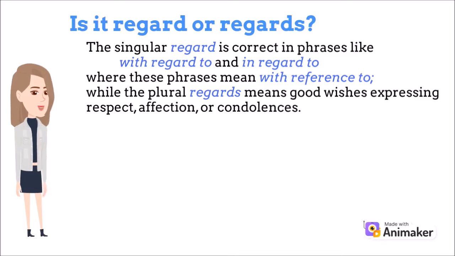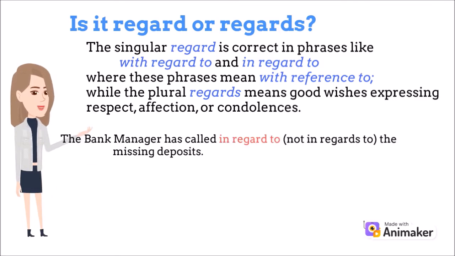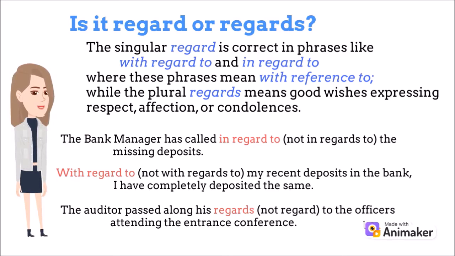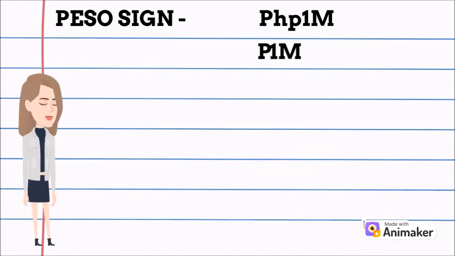For example, the bank manager has called in regard to, not in regards to, the missing deposits. With regard to, not with regards to, my recent deposit in the bank, I have completely deposited the same. The auditor passed along his regards, not regard, to the officers attending the entrance conference. For the peso sign, write P instead of PHP.